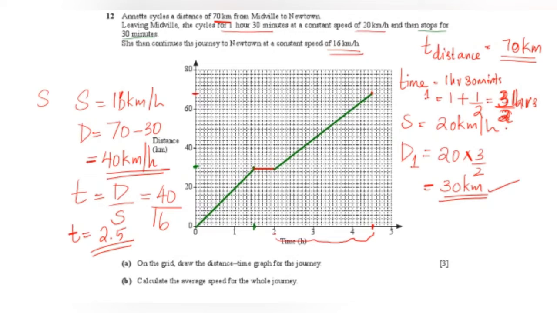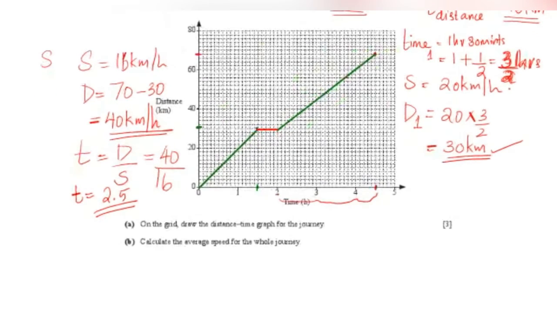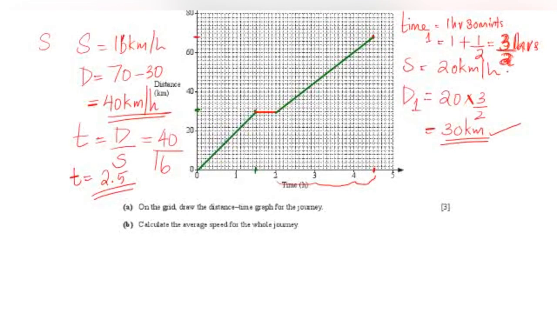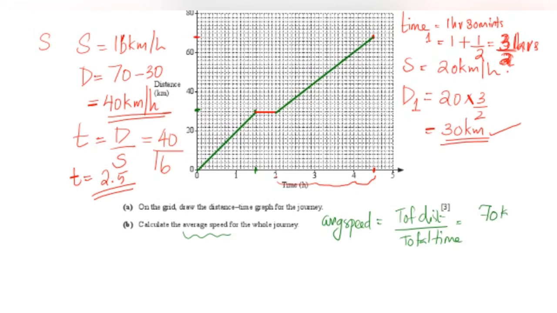3 marks. Let us move to the second part of the question, which says calculate the average speed of the whole journey. So for that you should know the speed formula. The average speed would be equal to the total distance divided by the total time taken for the journey. So let us see what is the total distance. We know the total distance as given in the question is 70 km divided by the total time taken for the entire journey.